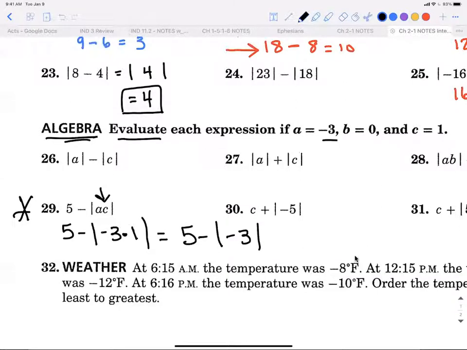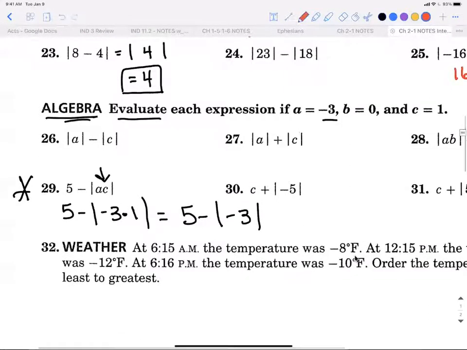Now it kind of looks like the ones up in the upper section. So my first step is always to rewrite this, right? 5 minus. Now I'm dropping the absolute value signs, but that means I'm also dropping the sign inside. So it just is 3. And 5 minus 3, Jayla, is what? 2.